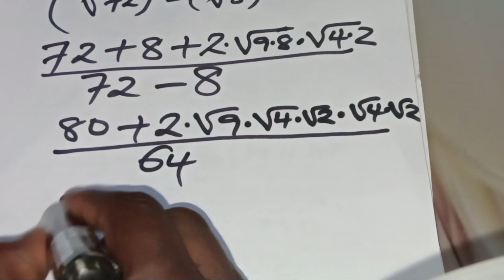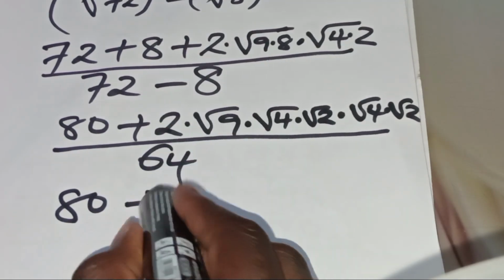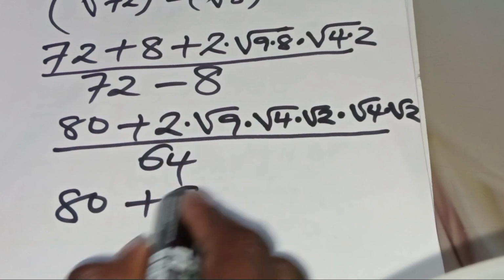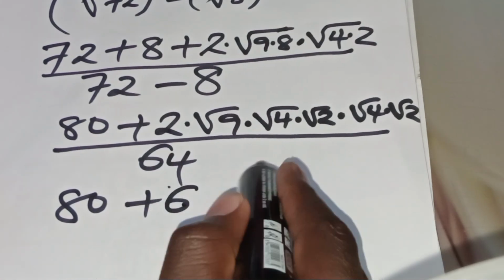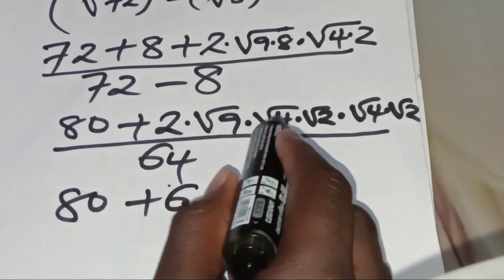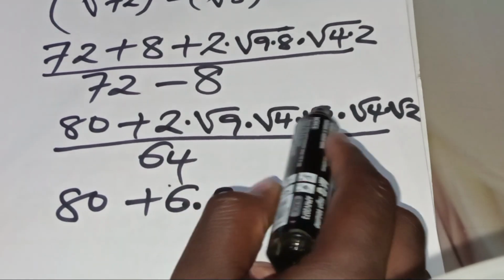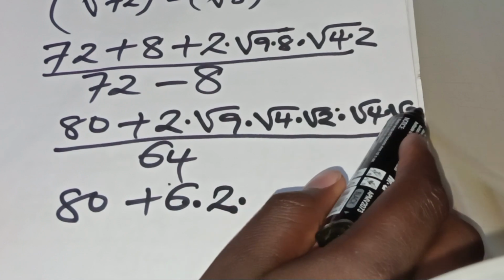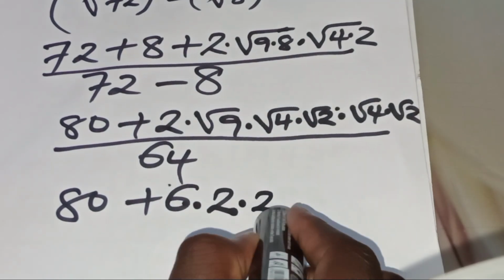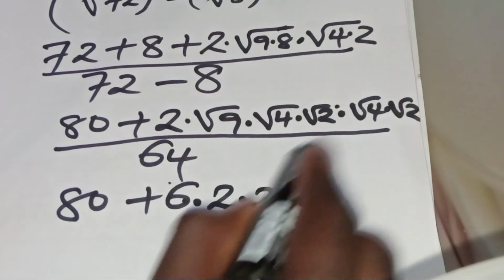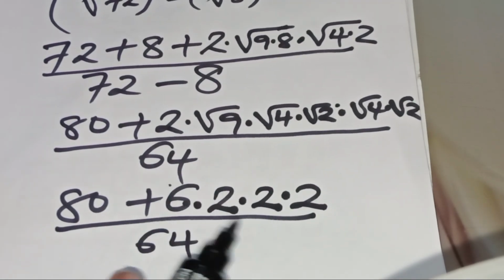So here we have 80 plus 2 times square root of 9, which is 3, so that is 2 times 3, which is 6. Now we have 6 multiplying by square root of 4, which is 2, multiplying by square root of 2 times square root of 2, which is the same as square root of 4, which is 2. All of this divided by 64.